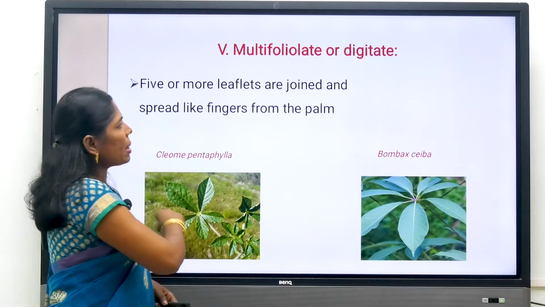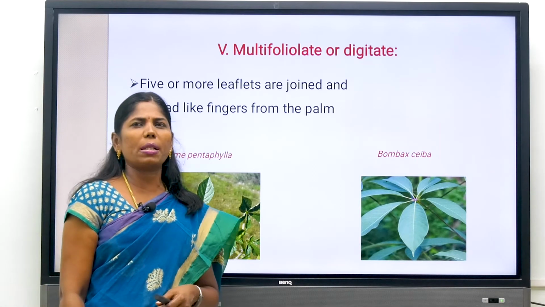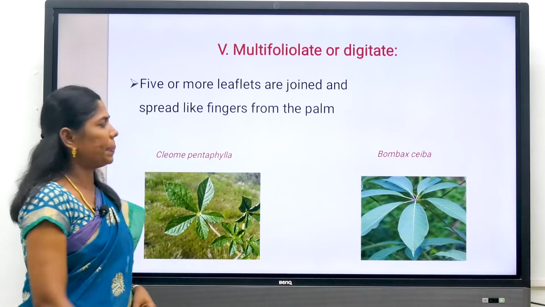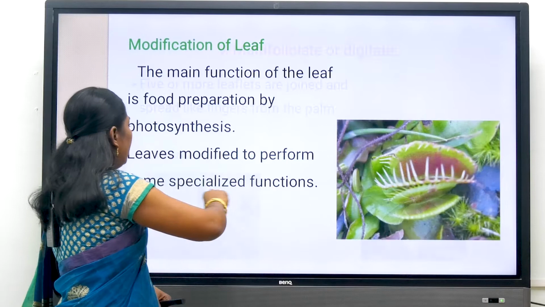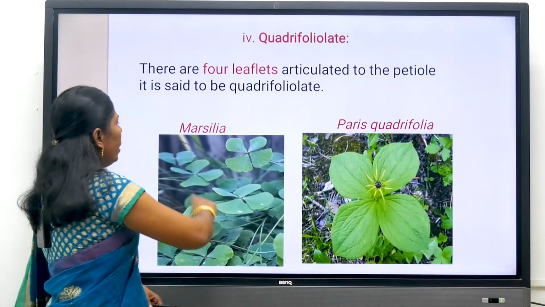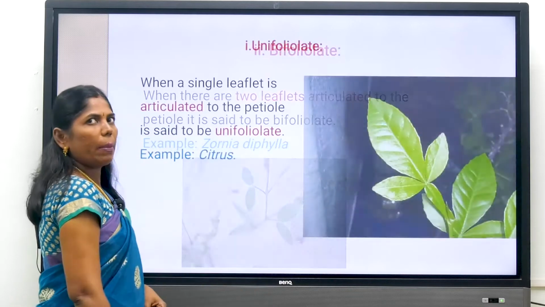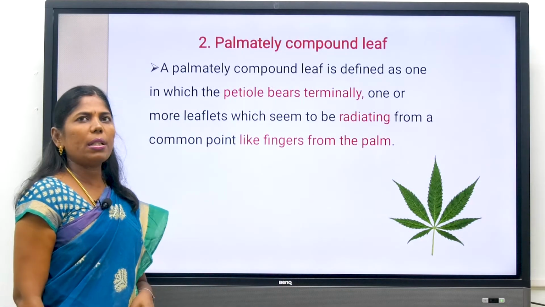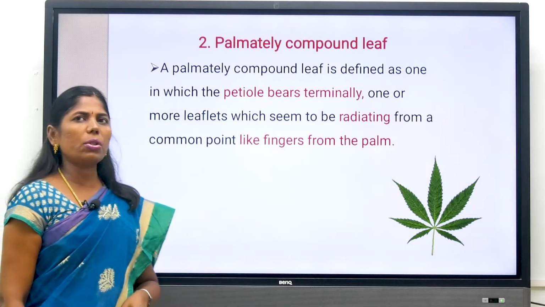An example is Bombax ceiba. Another one is Cleome pentaphylla. So how many types did we study under the compound leaf? The first one is unifoliate, second is bifoliate, third is trifoliate, then quadrifoliate, then multifoliate. So the palmately compound leaf is divided into five types.